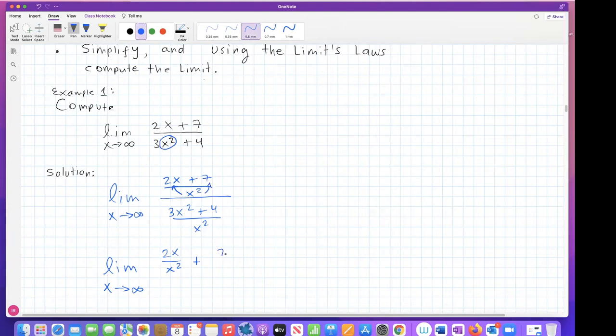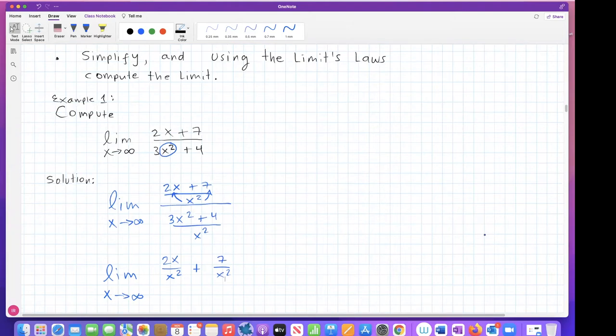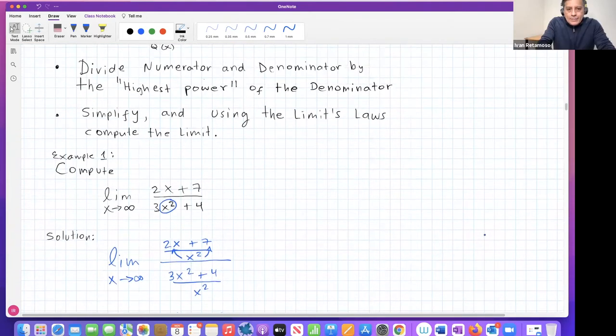Professor? Yeah, go ahead. I'm sorry, I just stepped away for a second. Yeah, sure. Why are we dividing by x squared? Yeah, let's back up a little bit.